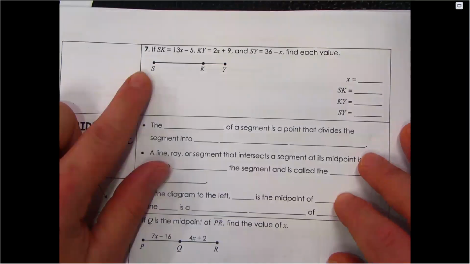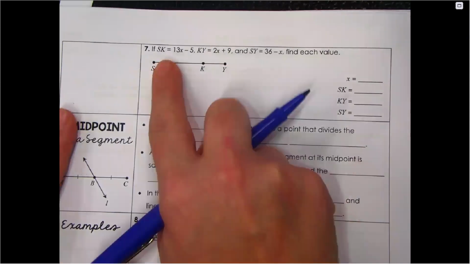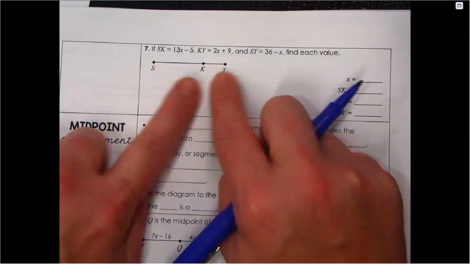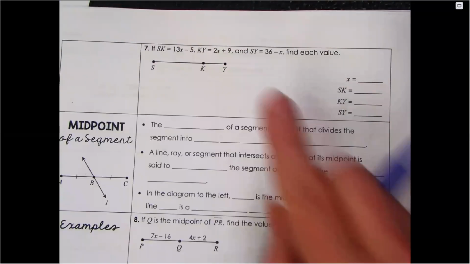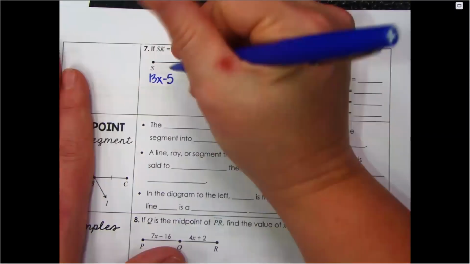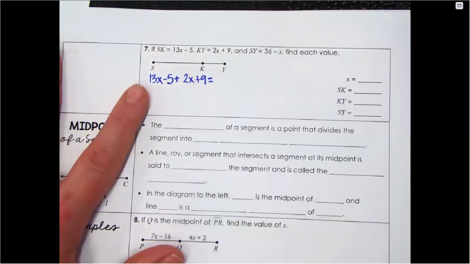Okay. All right. Now, number 7, it has a lot of different things going on, a lot of different parts, but you're still doing the same thing. It tells us that the distance between SK is 13x minus 5. The distance between KY is 2x plus 9. The entire distance is 36 minus x. So we just need to write that really large equation. 13x minus 5 is the first thing, plus KY, which is 2x plus 9, equals the entire distance SY, which is 36 minus x.